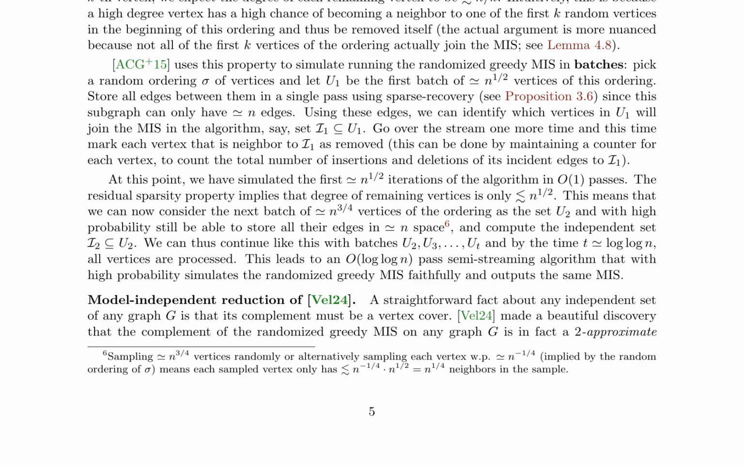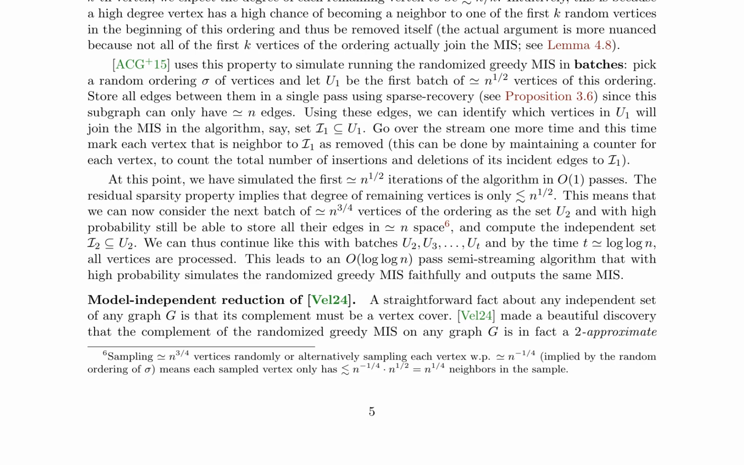The residual sparsity property ensures that the degree of remaining vertices is only approximately √n after the first batch, allowing the algorithm to store all edges between the next batch of vertices in approximately n space. The algorithm's efficiency stems from its ability to simulate the randomized greedy MIS faithfully in O(log n) passes.